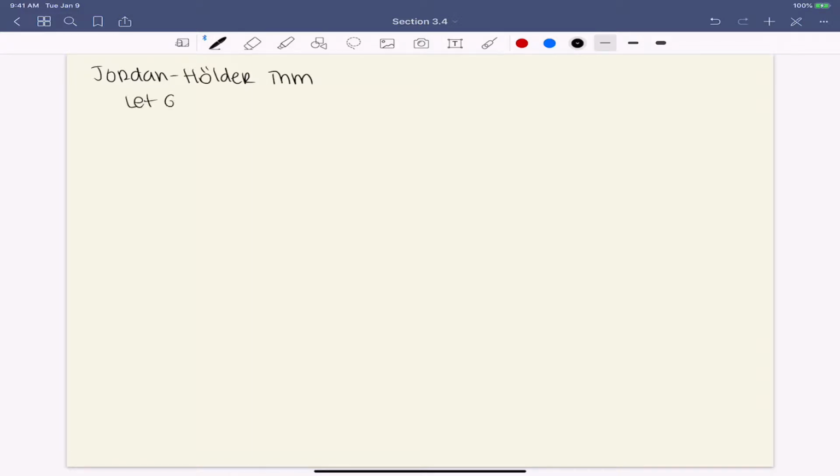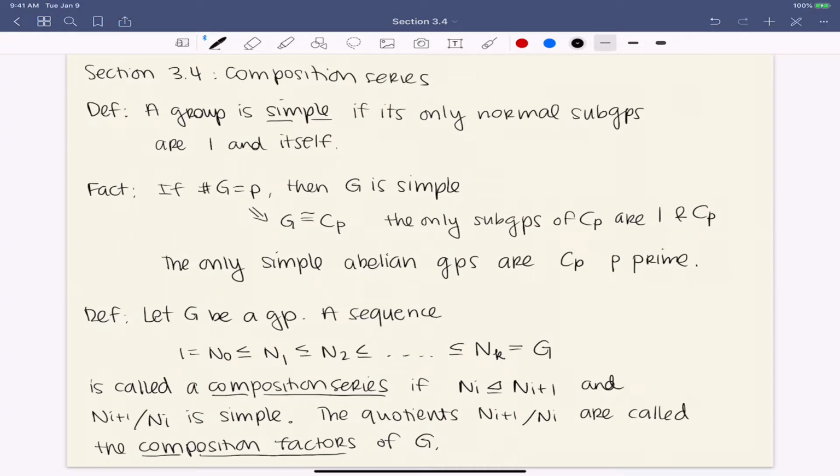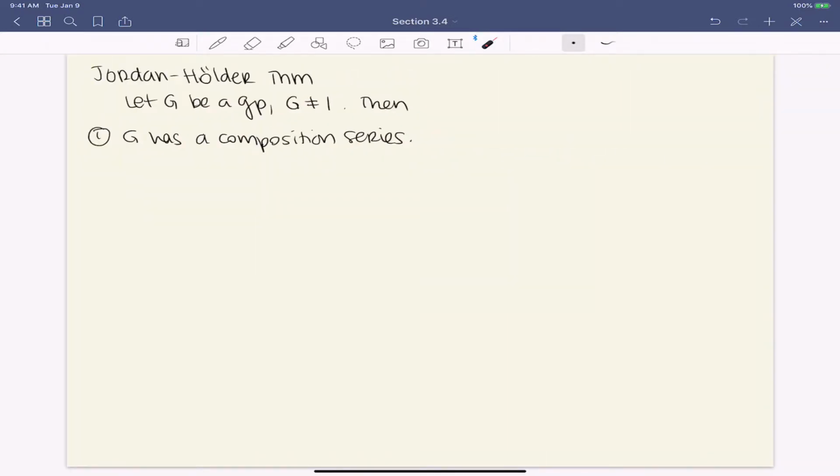So this says, let G be a group, G not 1, so not just the group with one element. Then first, G has a composition series. This may or may not be a big deal to you, but it's actually not clear that this is always possible. That you can always have a descending chain of normal subgroups, but not just that, that the quotients are always simple. That you can actually build your group from simple groups. So it's nice to know that it's true.